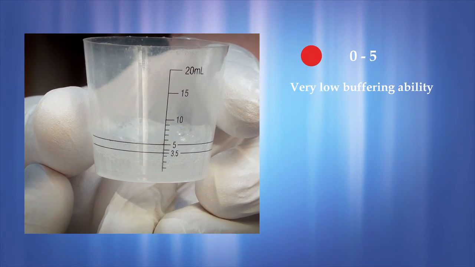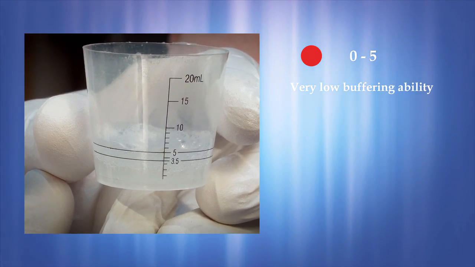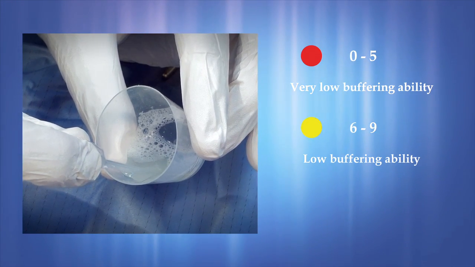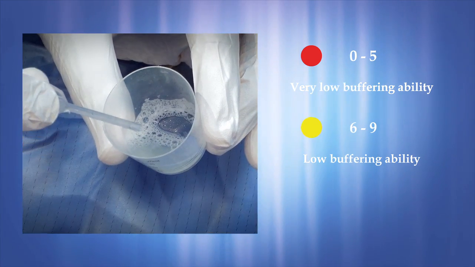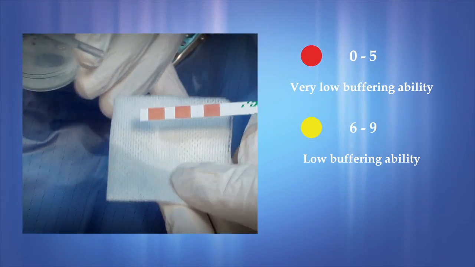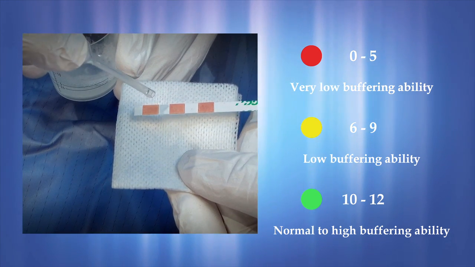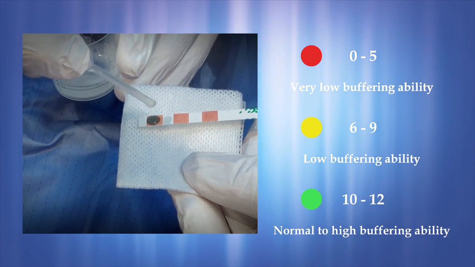Red, from 0 to 5, indicates a very low buffering ability for the saliva. Yellow, from 6 to 9, indicates a low buffering ability for the saliva. Green, from 10 to 12, indicates a normal to high buffering ability for the saliva.